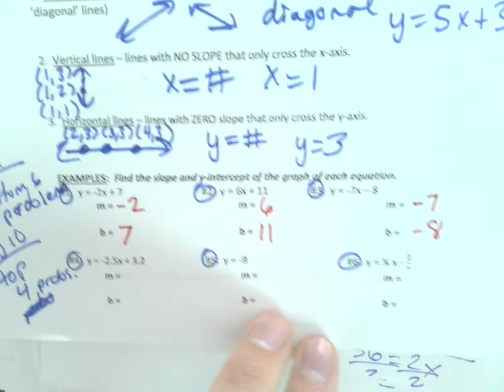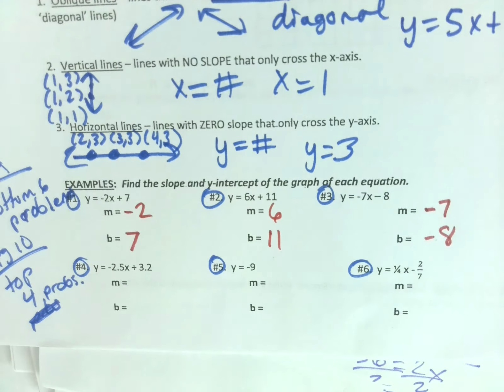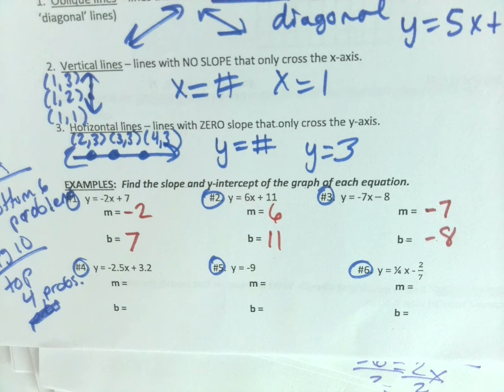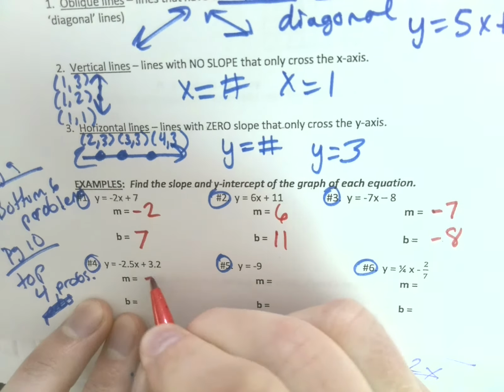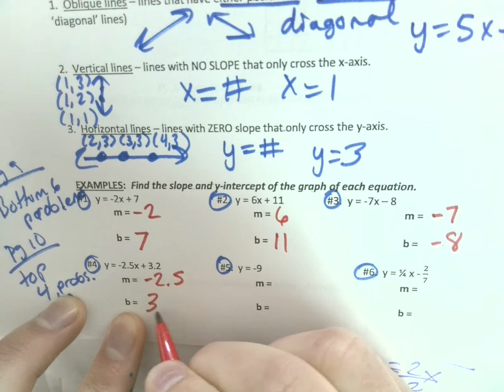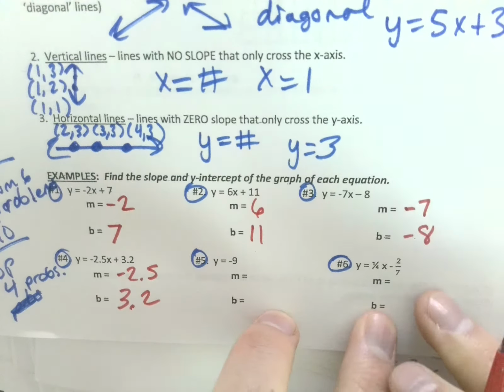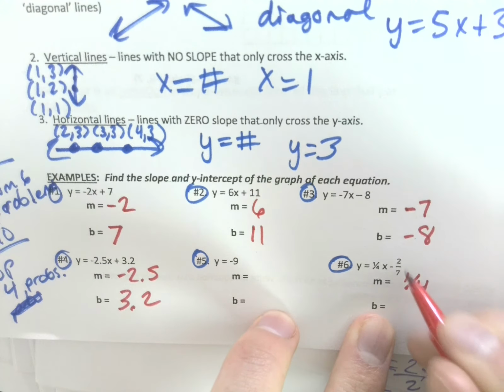How about number 3? Then M was -7, and then B was -8. Nice job, man. How about number 4, 5, and 6? Now, Colin, give me number 4 and 6, and we're going to circle back to 5. 4 and 6 is negative 2.5 at M. Then you got 3.2 at B, and then you got 1 over 4 at M, and then you got negative 2 over 7 at B.